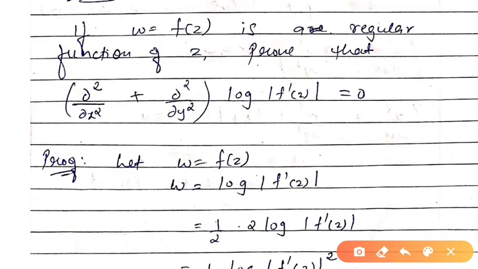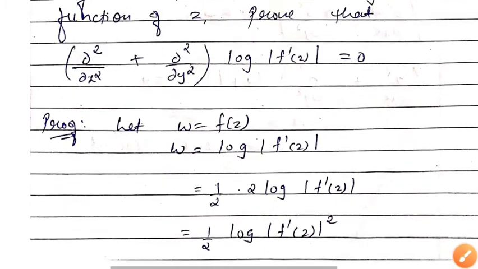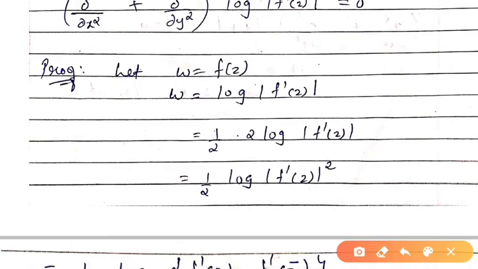Now next, what do you have to prove? You have to prove here that del square u upon del x square plus del square u upon del y square of log mod f dash z equal to 0. This is what you have to prove. And what is our function over here? Our function is log mod f dash z. Okay, so if we are taking our function w as f of z, but our function here is log f dash z. Now what I will do here is multiply and divide by 2.